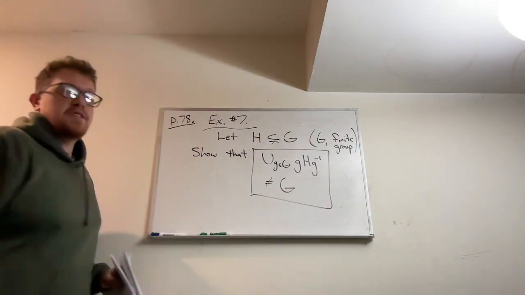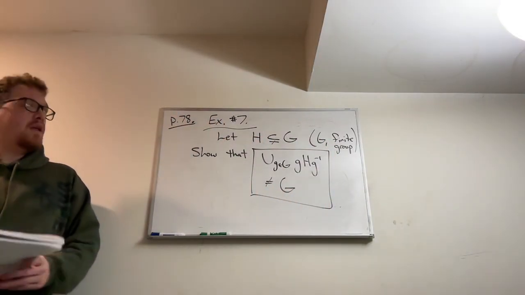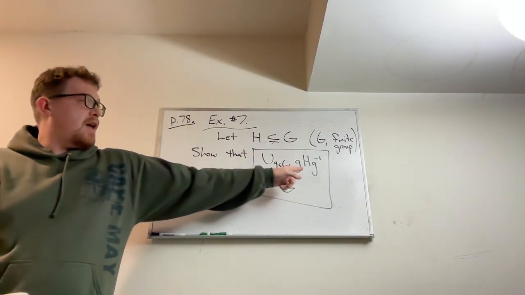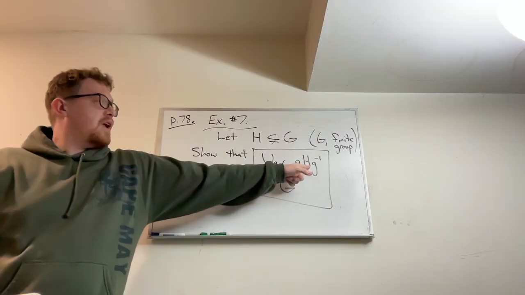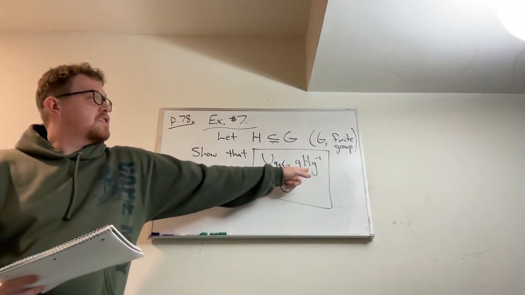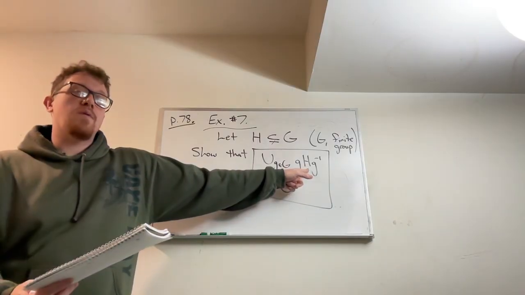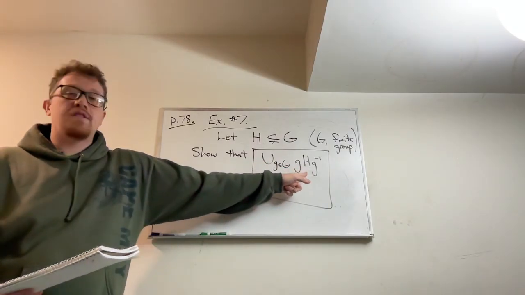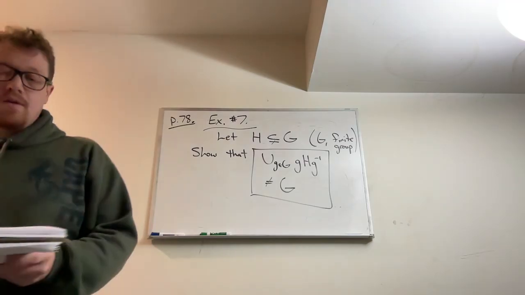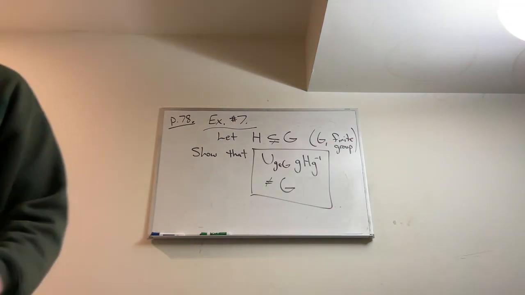All right, so I'll erase this in a second just to make more room, but yeah, we're taking a union indexed over the elements of G, and I'm conjugating H by g each time. So every time I conjugate a subgroup, I get another subgroup, and we're taking the union over all of these subgroups, and we're trying to show that this is not equal to the whole group. Okay.